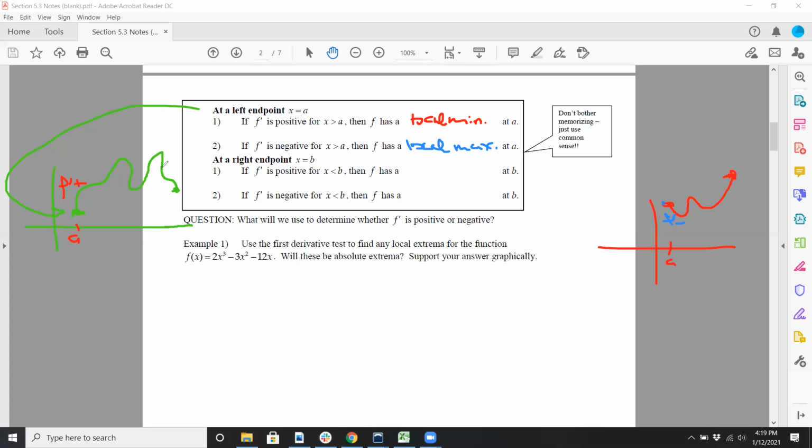At a right endpoint, you can see that we're diving down. Our derivative is negative right here, a negative tangent. So when f prime is negative before you get to the right endpoint, we call that a local min. Where our derivative is positive right before you get to that endpoint at point b, f prime is positive, and we call that a local max.